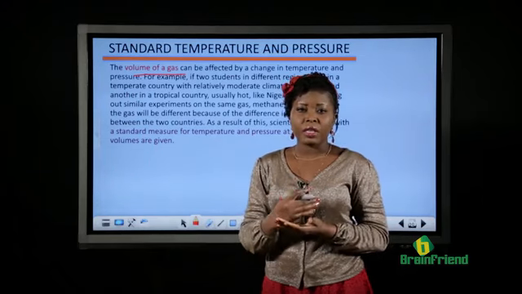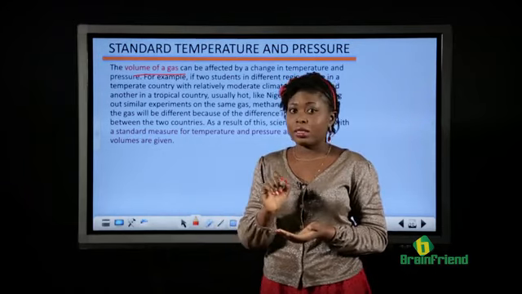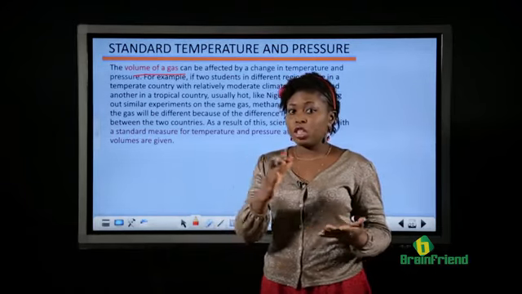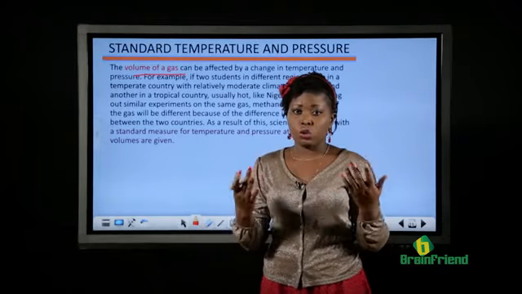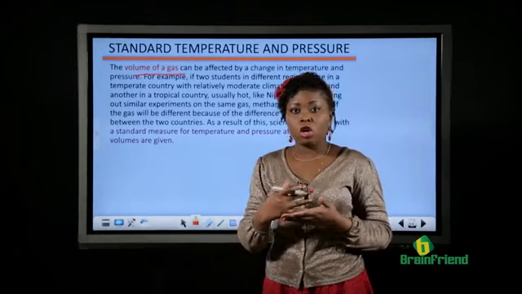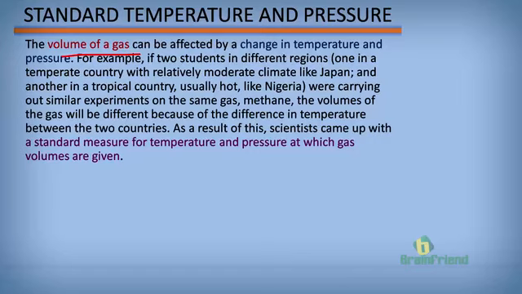For example, if the temperature of the system is increased, that is, more heat is applied on that system, the volume of that gas is going to change. If temperature is reduced, the volume also will change. Likewise, if pressure is increased or reduced, it is going to affect the volume of that gas system.